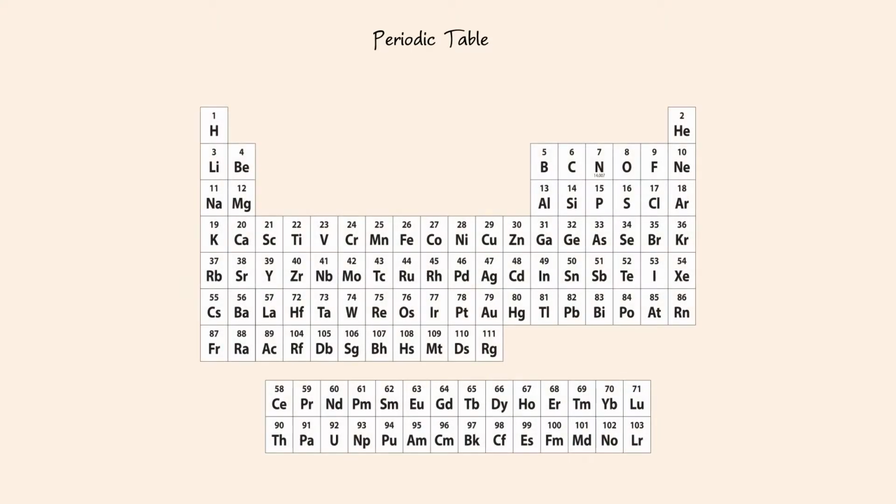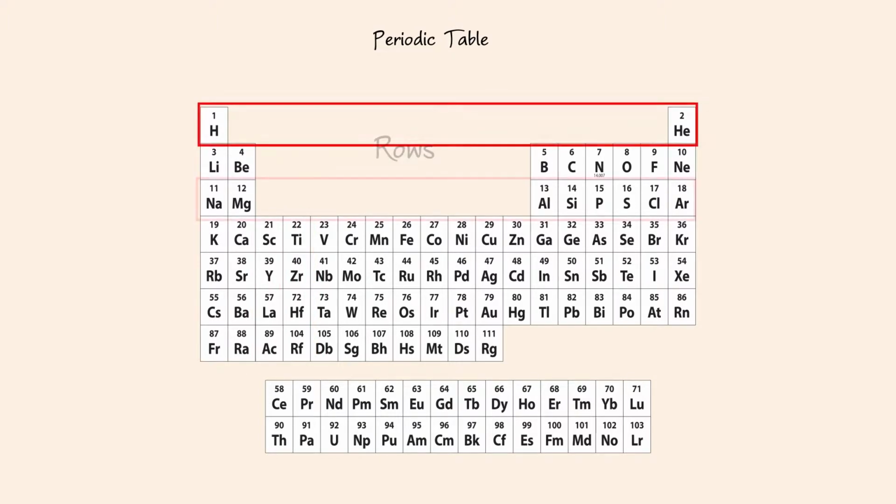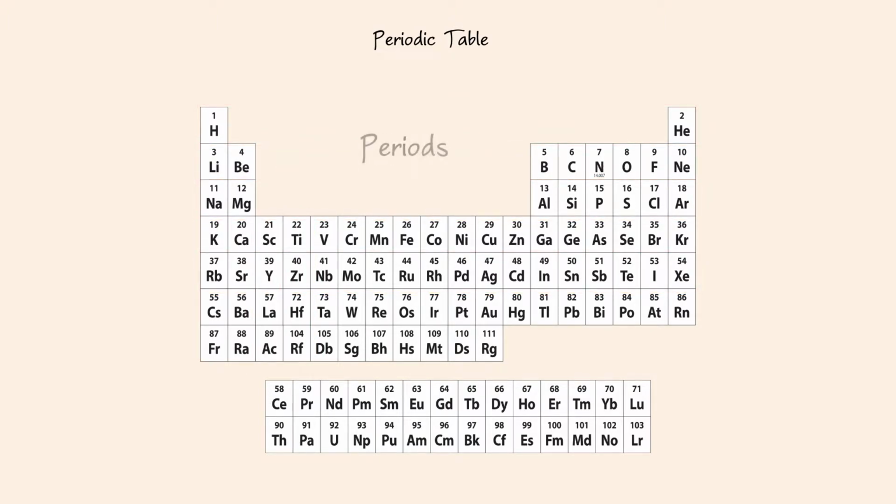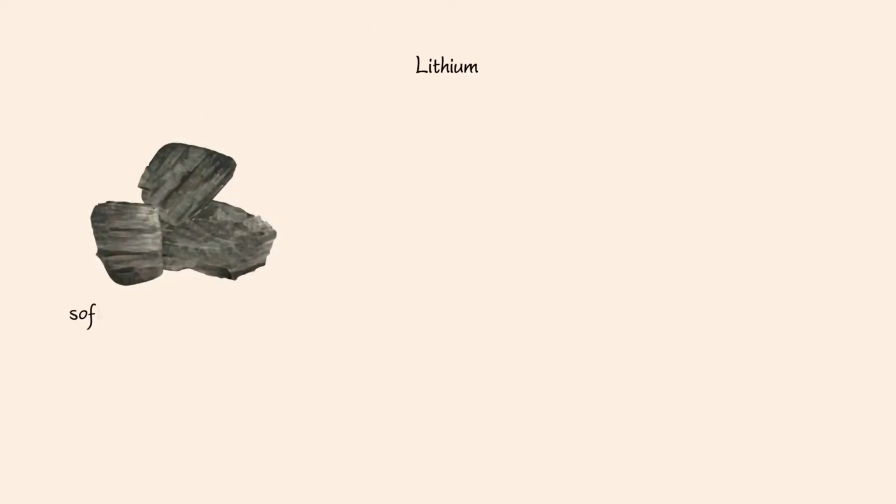We will start off our discussion of the chemistry of life with the periodic table. This organized table of elements consists of columns, referred to as groups, and rows, referred to as periods. Let's examine one of the elements, lithium, in closer detail. Lithium is a soft, silvery white metal as represented here.